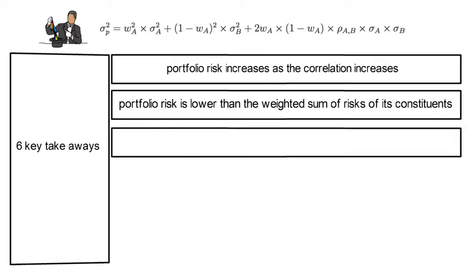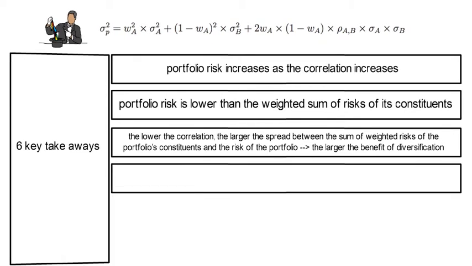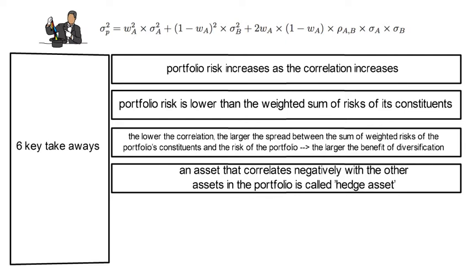Third, the lower the correlation, the larger the spread between the sum of weighted risks of the portfolio's constituents and the risk of the portfolio, and hence the larger the benefit of diversification. Fourth, an asset that correlates negatively with the other assets in the portfolio is called a hedge asset. A hedge asset is particularly beneficial for lowering portfolio risk.